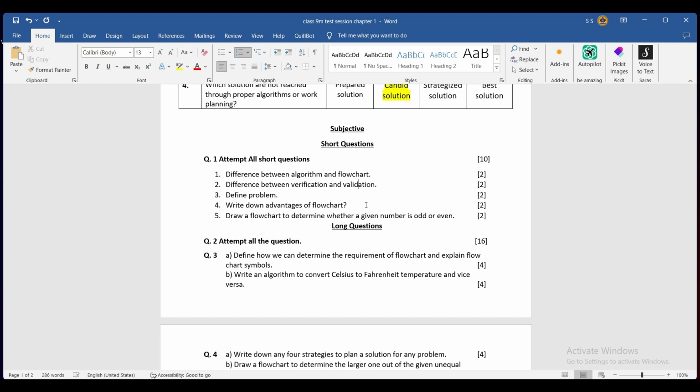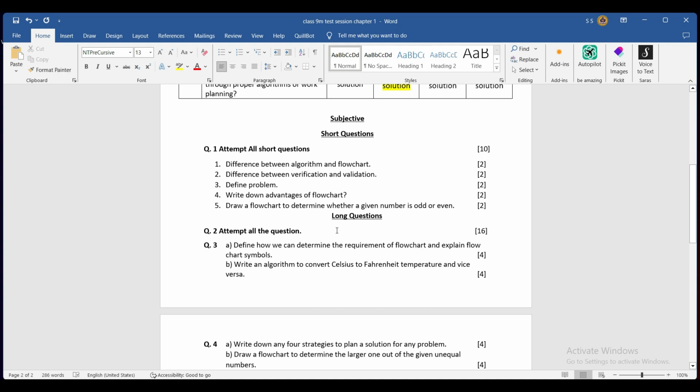Write down advantages of flowcharts. So flowcharts are easy to manage, easy to create, difficult to modify. Two advantages are done, that it's easy to create and easy to manage, right? But there is a disadvantage, that it's difficult to modify. Draw a flowchart to check whether a given number is odd or even. So I hope you can do this, otherwise you can watch my other video.